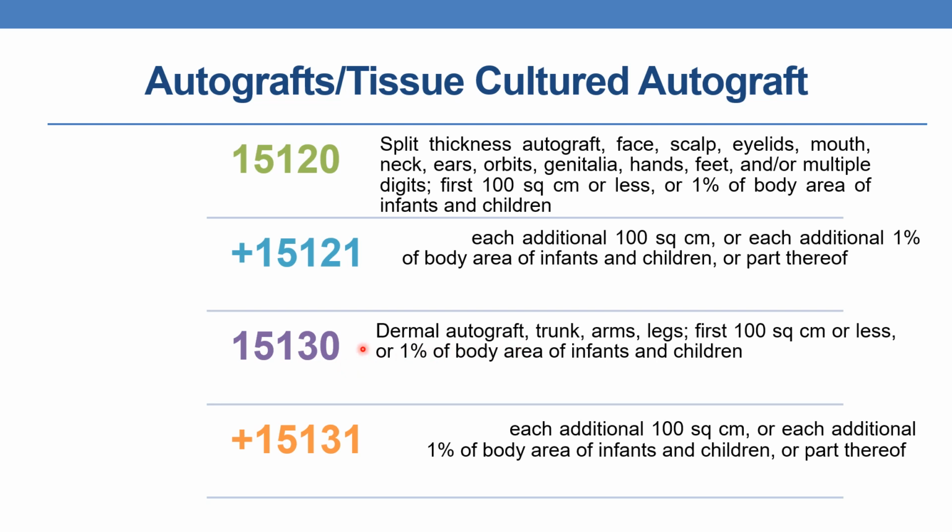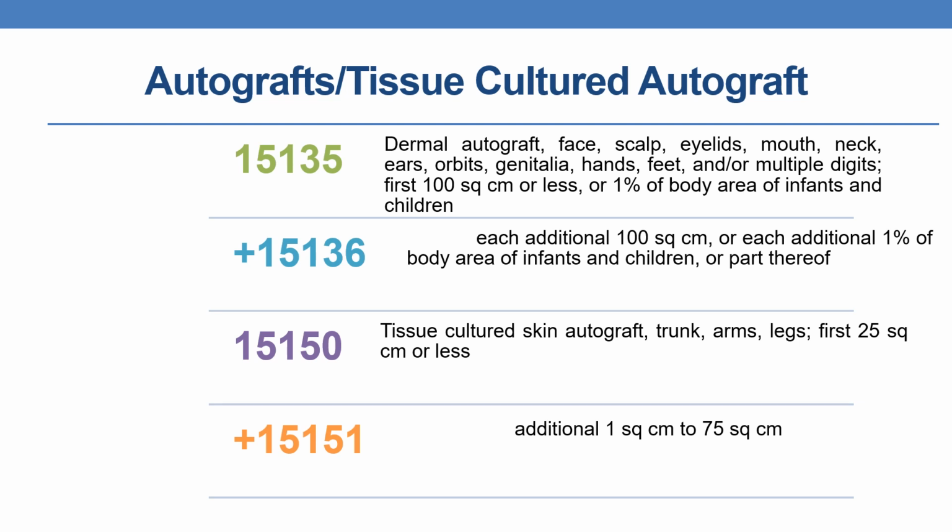The next code is 15130, which indicates dermal autograft, trunk, arms, legs, first 100 square centimeters or first 1% of body area. The next is an add-on code, plus 15131. It must be used for each additional 100 square centimeters or additional 1% of body area.